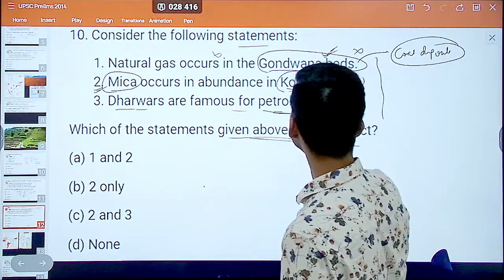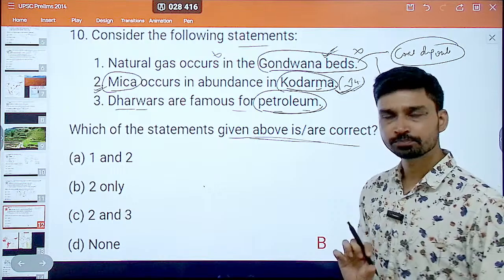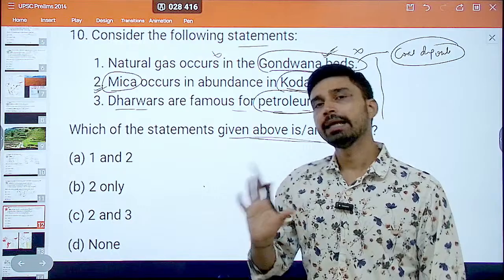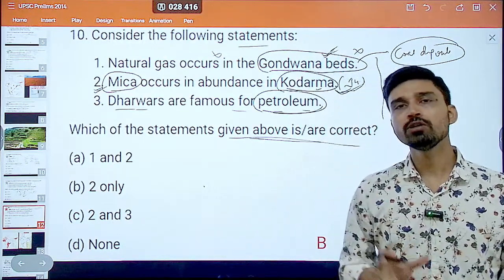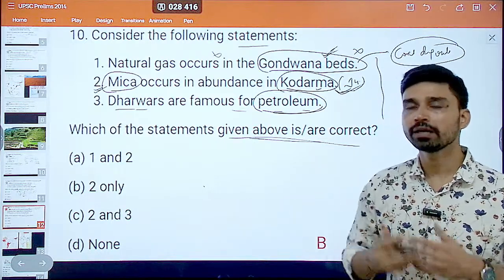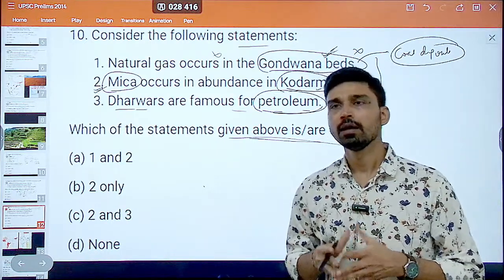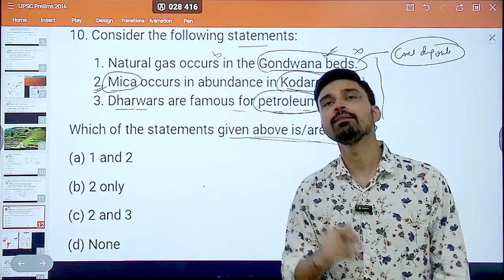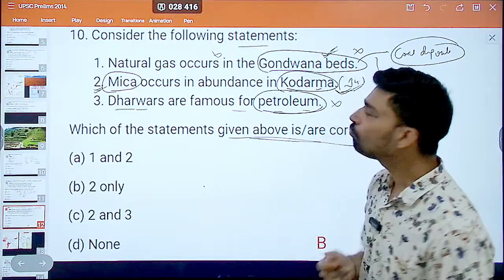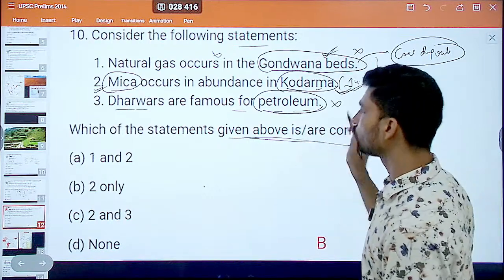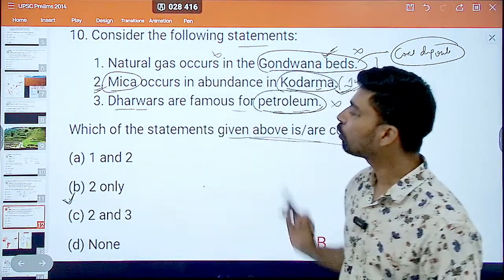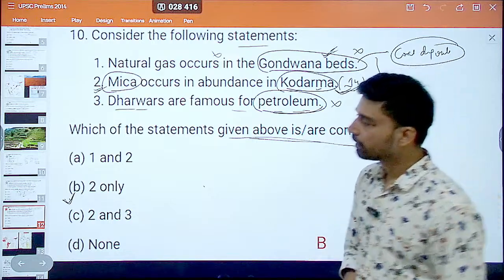In India, petroleum deposits occur in two places. One is in Assam, that is Digboi and Naharkatia oil fields, and second, recently we have discovered oil fields also in the Krishna Godavari basin, that is on the Krishna Godavari continental shelf on the eastern part of India. Apart from that, natural gas you will find in the Bombay High region, that is off the coast of Mumbai as well. So Dharwars are known for iron ore deposits, not for petroleum deposits. That means the second option is the only correct option, and the correct option here in that case will be B, that is 2 only.